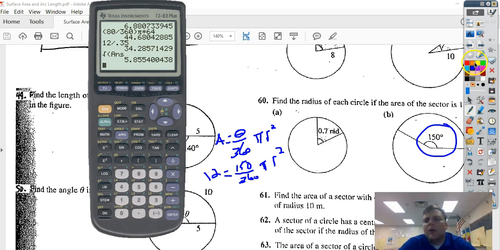Well, just like I did in the earlier problem, first thing I'm going to do is multiply these things together. So I'm going to pull up my calculator here, and I'm going to type in 150 divided by 360. I'm going to multiply that by pi, press enter. So this is 12 equals 1.3 times r squared. So I'm going to have to divide 12 by 1.3, press enter, and then I'm going to square root this so that I can get r by itself. And I get 3.03.